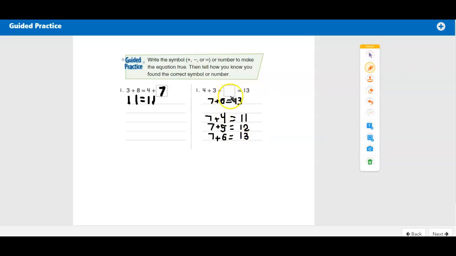So my number that would go in the blank here, I already have my 7, so I would write 6. 4 plus 3 plus 6 is equal to 13. Because 4 plus 3 plus 6 is the same work we did down here. 7 plus 6 equals 13.